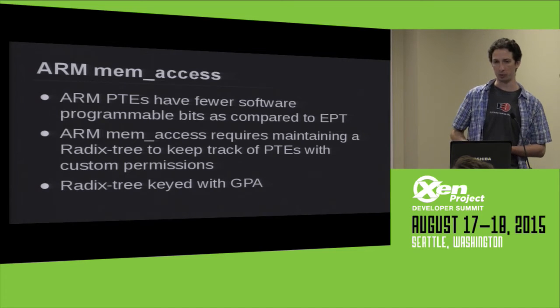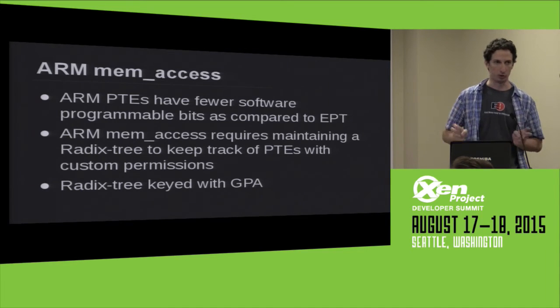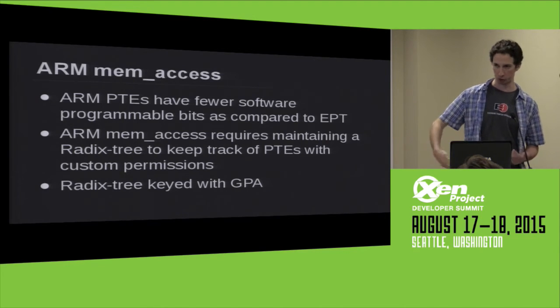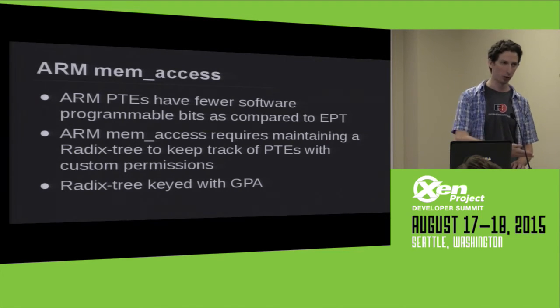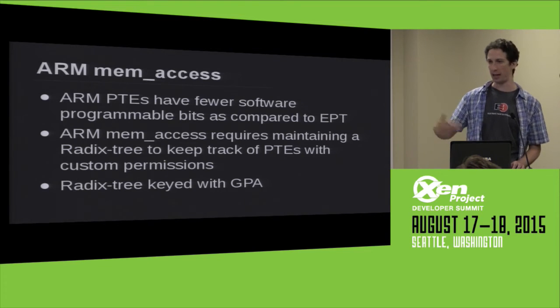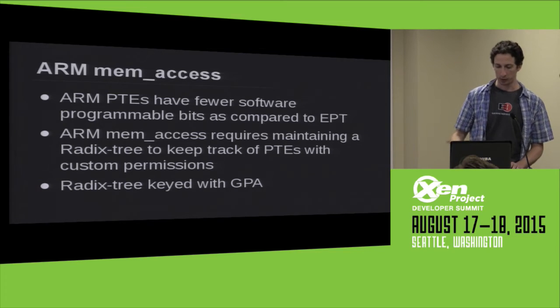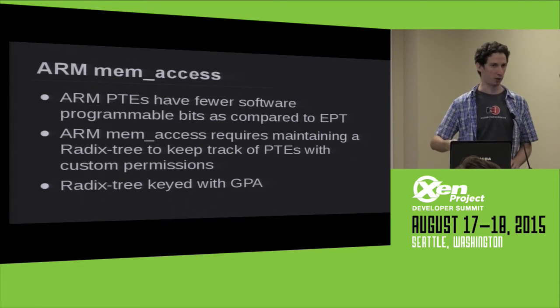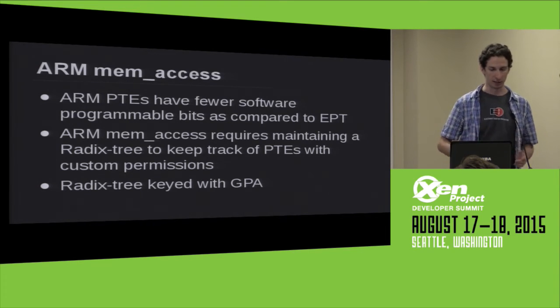Otherwise, we would not be able to tell what the default permission for that page table entry was, so we would not be able to differentiate between artificial traps that we set, that we want to forward to the listener, versus the ones that happen just because that's how the VM is set up natively. Those mem access permissions on ARM are stored in a radix tree, separate from the page table entries. And whenever there's a violation, we look up what the permissions were by using the guest physical address as a key to see if there's anything there.